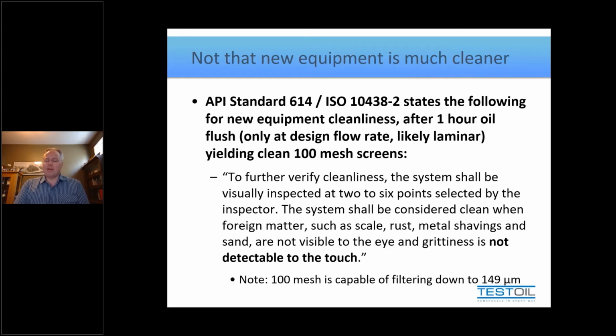And if you can feel the particles, they're probably not damaging. So this standard essentially misses all the important things that you'd like to see as part of that flush.